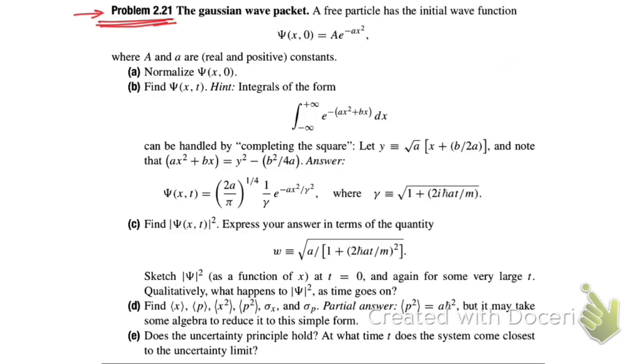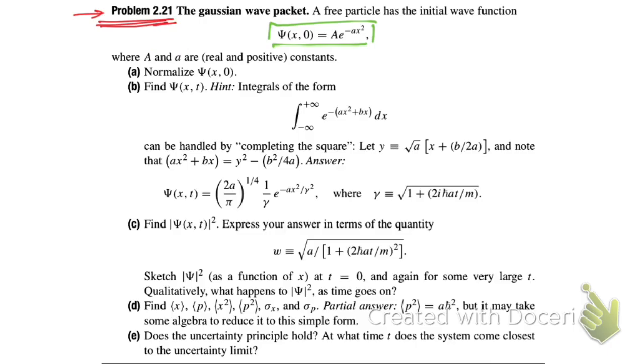Okay, so now here is the question. We have the wave function for a free particle, the initial wave function, and here the capital A and small a are real positive constants.